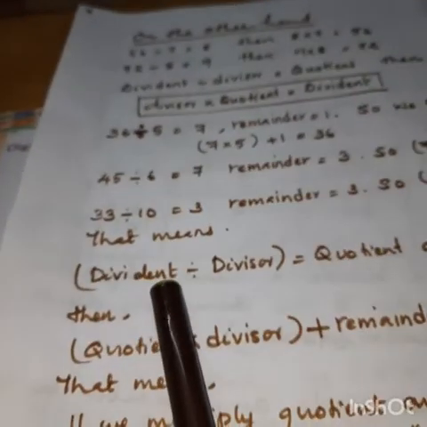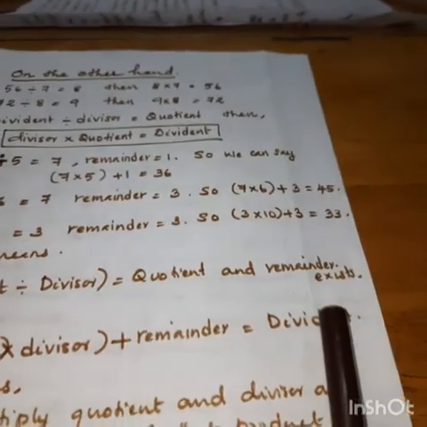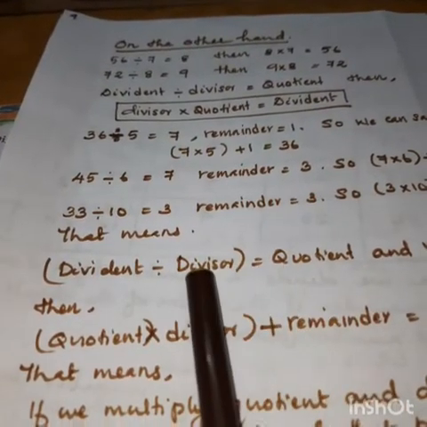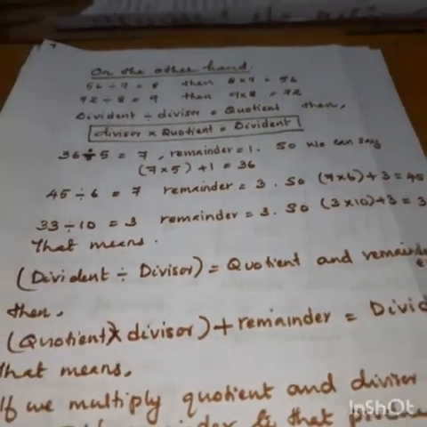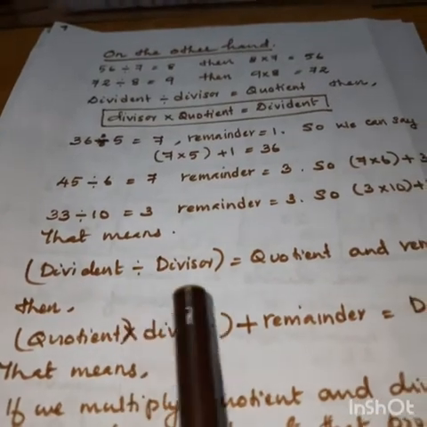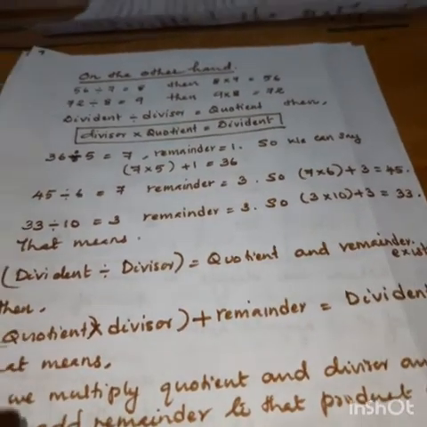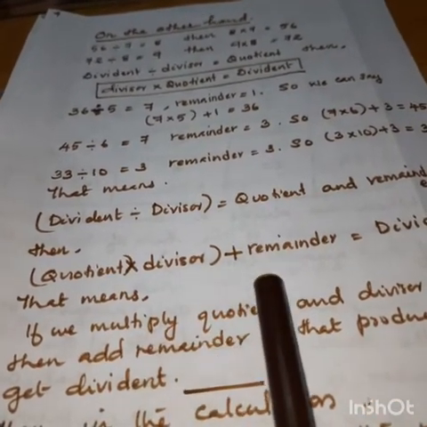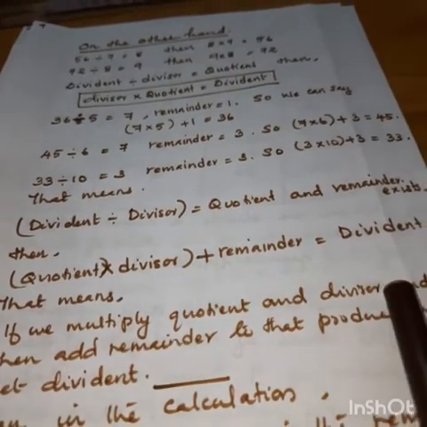That means dividend by divisor is equal to quotient and there exists a remainder. Then quotient into divisor plus remainder is the dividend. That means if we multiply quotient with the divisor and then add the remainder, we get the dividend.